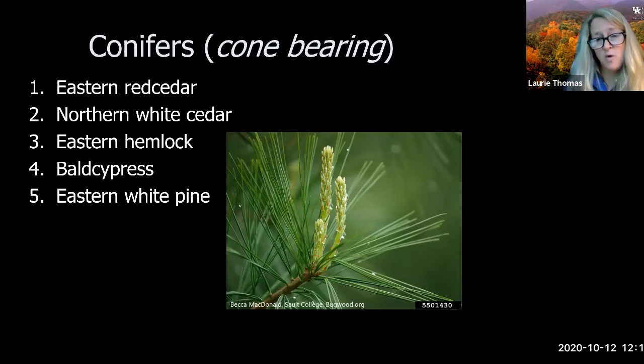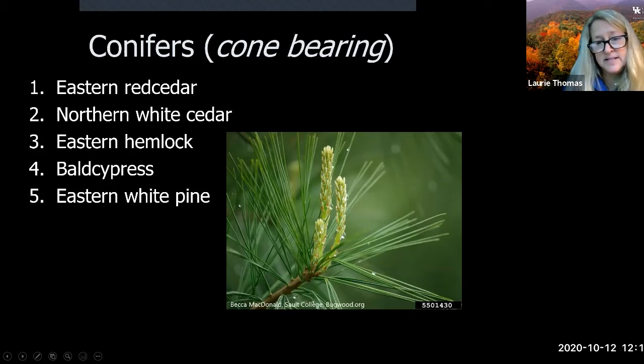So we've got eastern white pine, really lovely tree. Its needles are in groups of 5. It has the most needles. In that little woody cup right there, where my cursor is, there's 5 needles grouped together. We also call that bundle or woody cup a fascicle. But that's what it is, it's just a bundle. And white pine is in groups of 5.